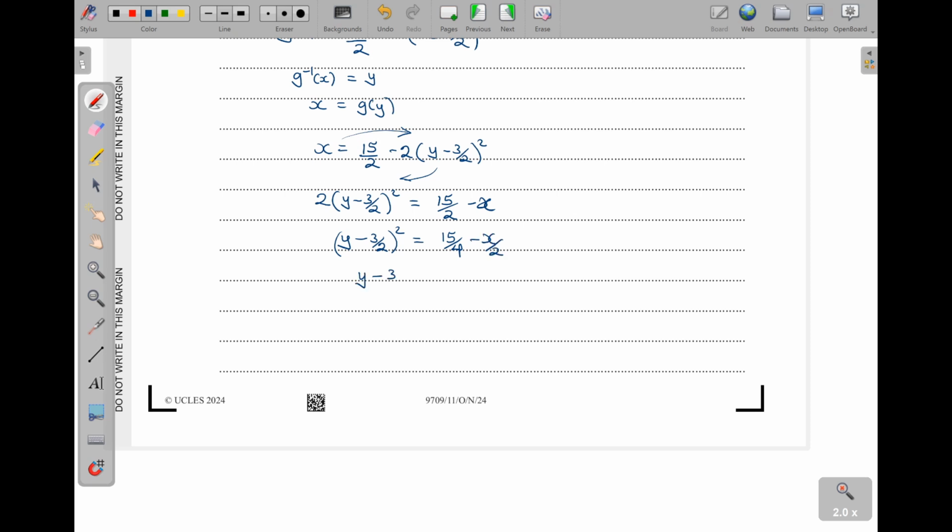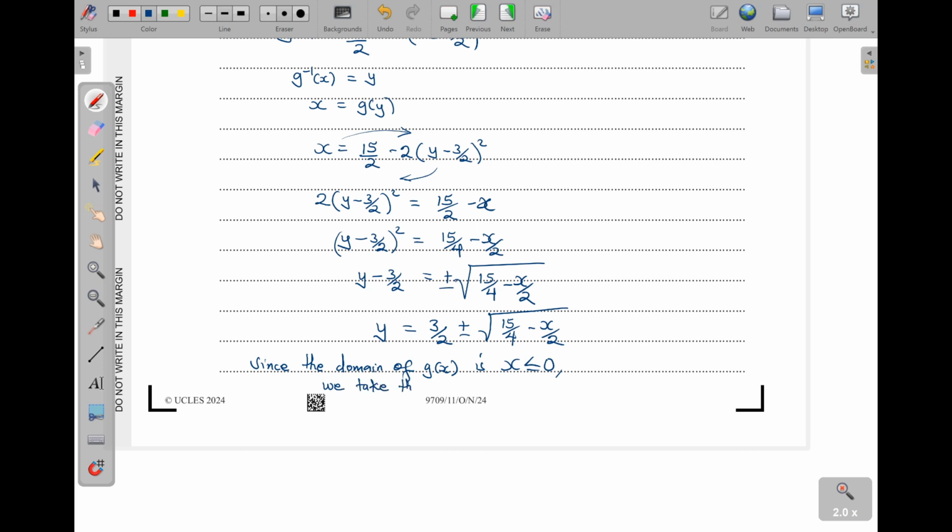Then now take the square root on both sides. Remember when we take the square root we have plus or minus, so 15 over 4 minus x over 2, and then take this one this other side, becomes a plus. But now when you write your answer with this plus or minus, you won't get your answer correct. So since the domain of G of x is x less than or equal to 0, they use the less than sign, okay? We take the negative sign.